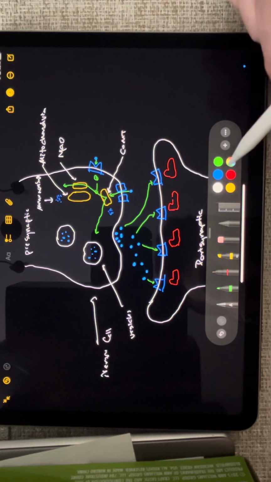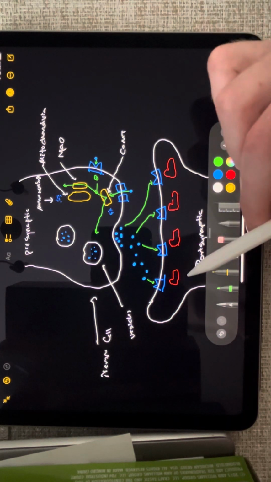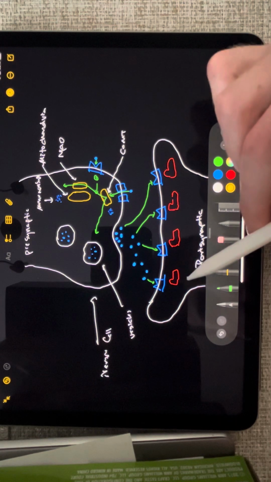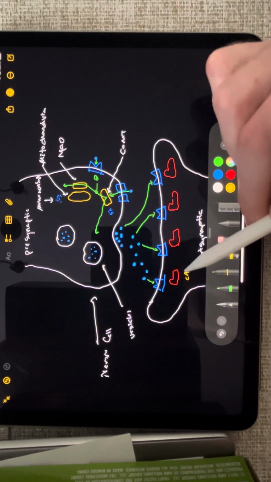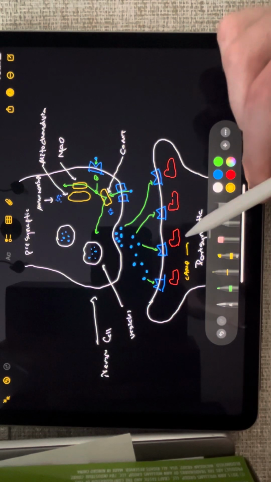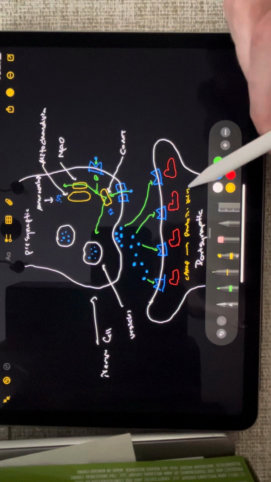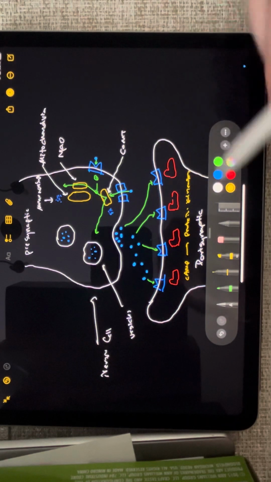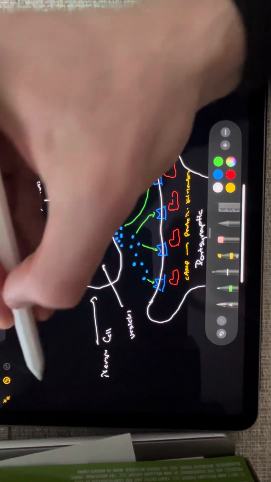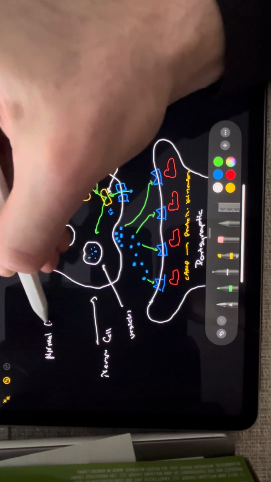And after that, they will turn into kinases or turn into cyclic AMP, which will activate protein kinases. And this is all for a normal cell.